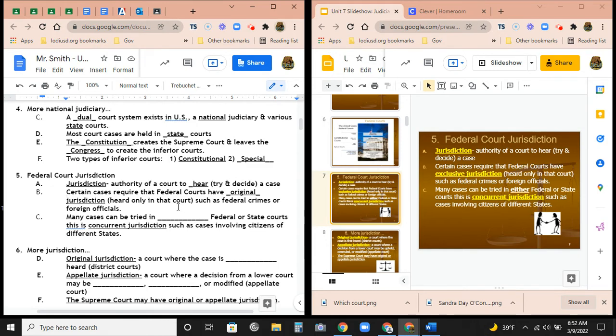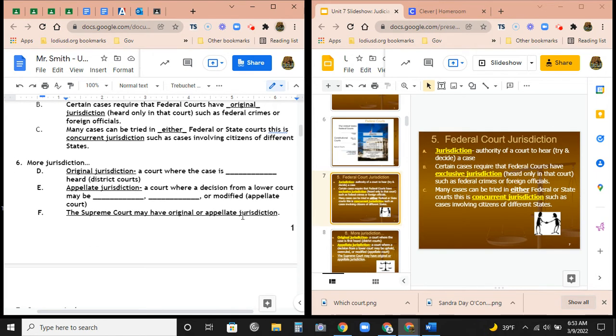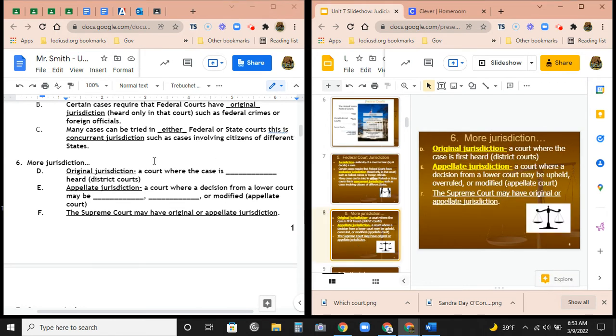Many cases can be tried in either court. What you have there is known as concurrent jurisdiction. Usually, it'll involve citizens from the different states. Could be a state versus another state, a state versus someone, a citizen from out of state, or vice versa. That's the various ways it'll work. Let's go on to slide 6.